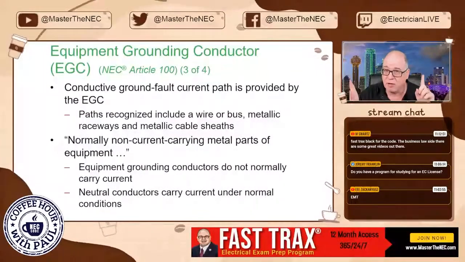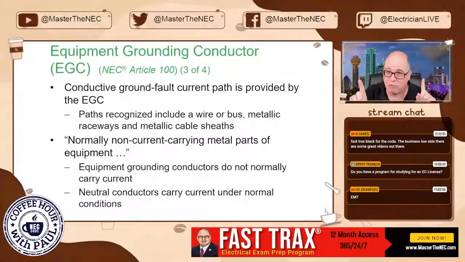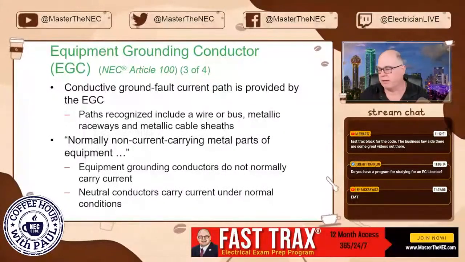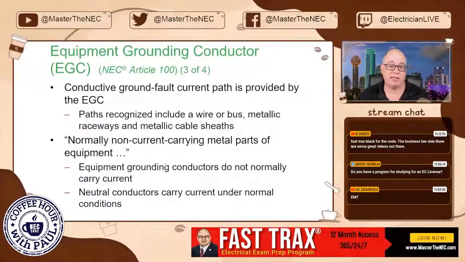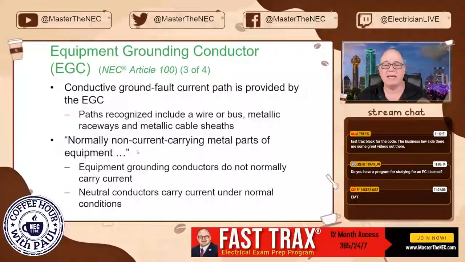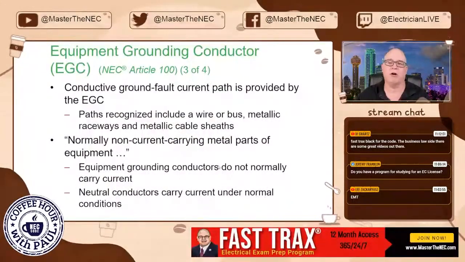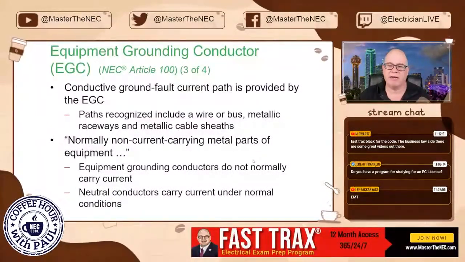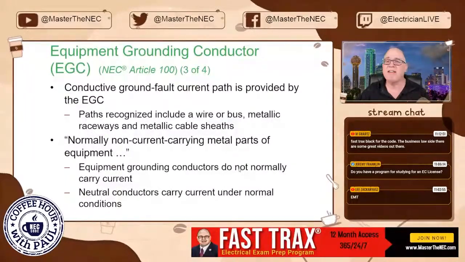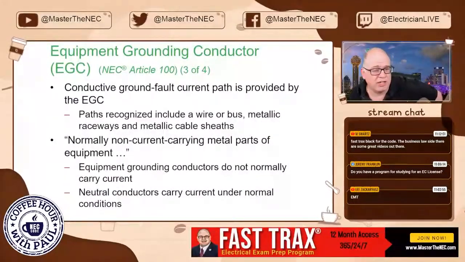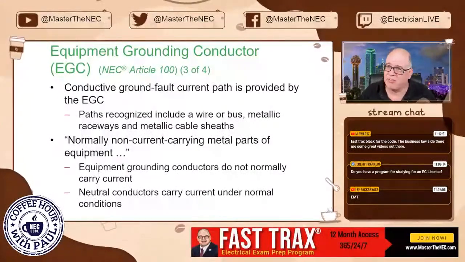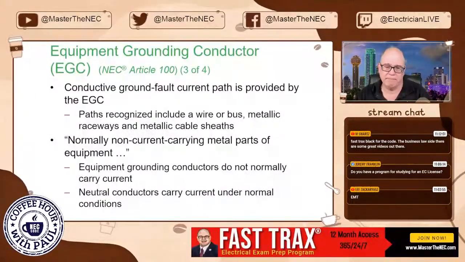Yes, it bonds, and the armor is used for bonding to meet that rule, but it's not for the equipment grounding conductor. That's why you have the equipment grounding conductor in there, right? And normally non-current-carrying metal parts of the equipment are all tied together with equipment grounding conductors, okay? And they are not designed to normally carry current. They only do it in the case of a fault condition, okay?